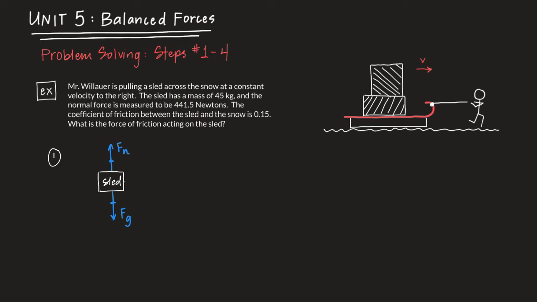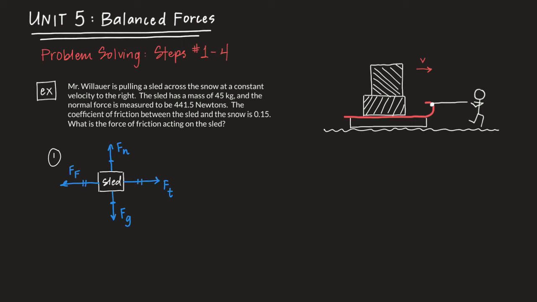Next up, we know that Mr. Willauer is pulling the sled to the right. In my drawing, it's a rope that he's pulling that's attached to the sled, so I'm going to call that tension. And since the object is moving, there must be something resisting it, so there's some friction there.